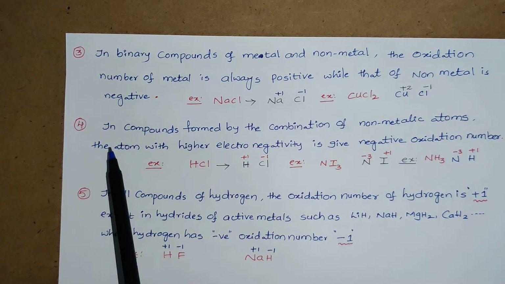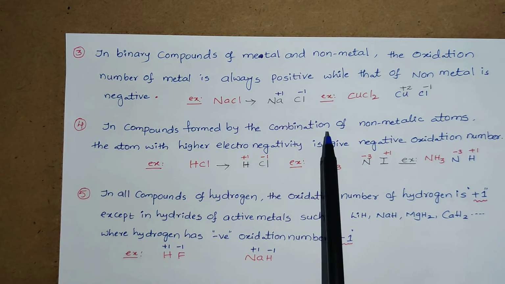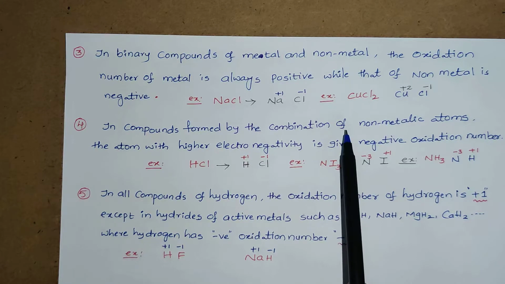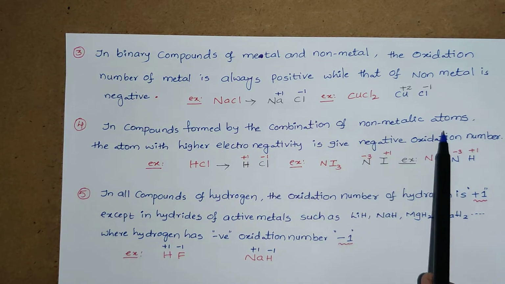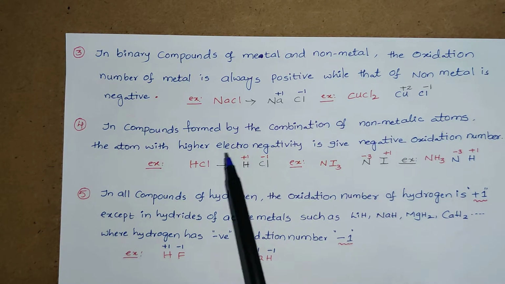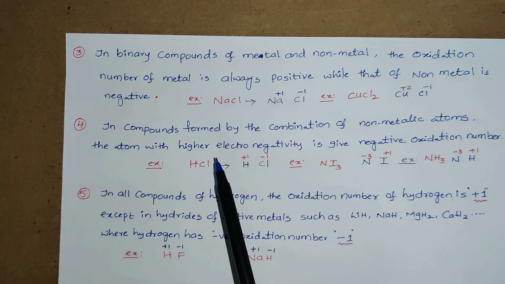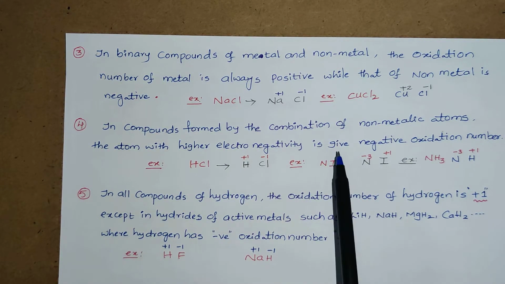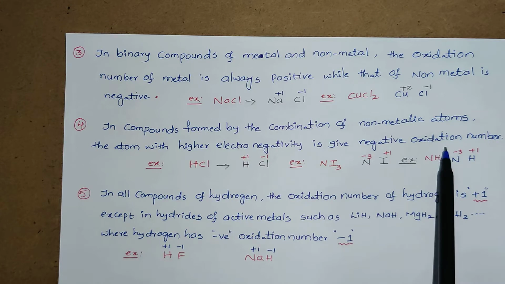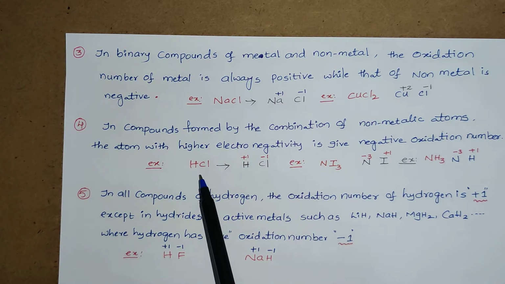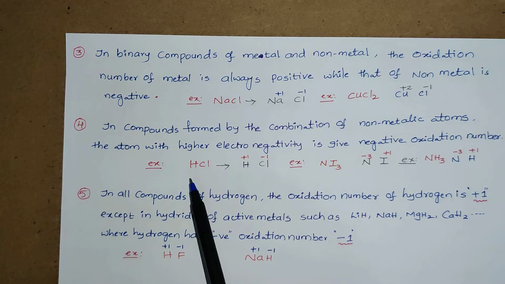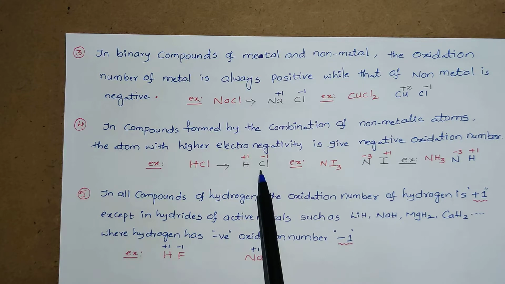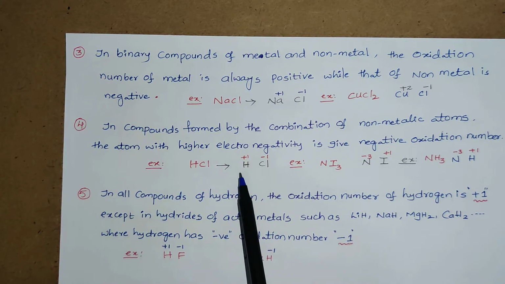Fourth point. Suppose the compound is formed by the combination of atoms that are both in non-metallic form. In that case, the atom which has higher electronegativity always shows the negative oxidation state. For example, HCl. H and Cl are both non-metals, but chlorine is more electronegative than hydrogen. That's why chlorine shows a negative oxidation state and hydrogen shows a positive oxidation state.